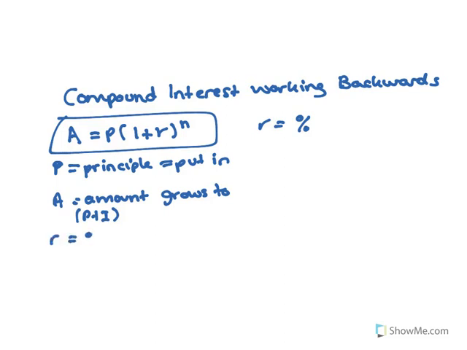And R is the percentage interest rate. And so it could be per year, per month, per quarter, etc. And N is the number of times interest is paid.